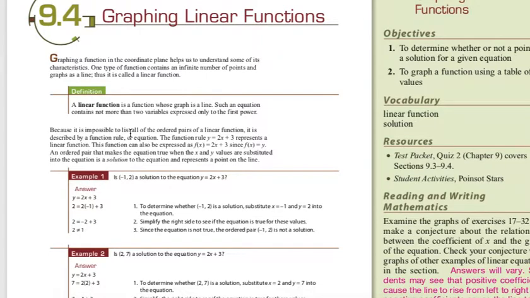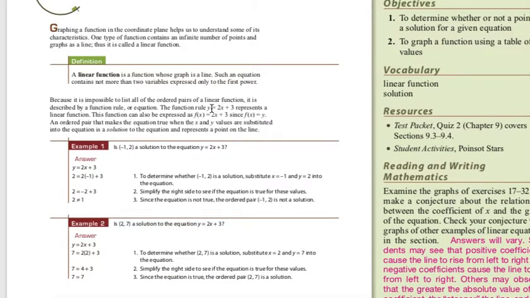Sometimes a function is expressed as f of x. F of x is the same thing as y. I don't want to confuse you, but f of x just means that it is a function of x. So y is another word for output, and x is input. F of x is also a word for output. X is still input. So a function of x, that is what f of x means.